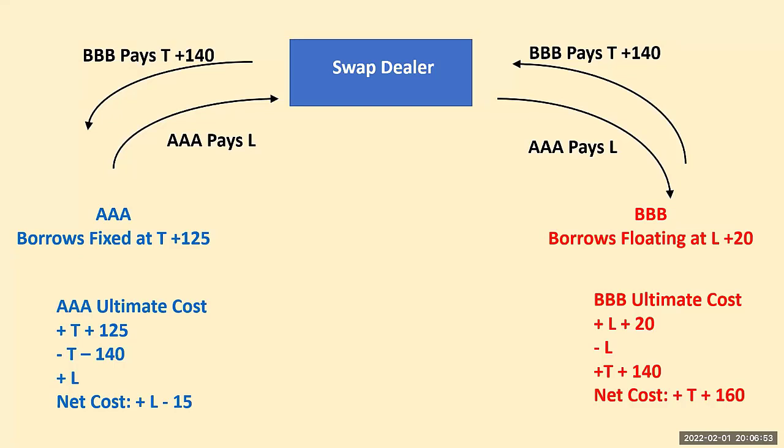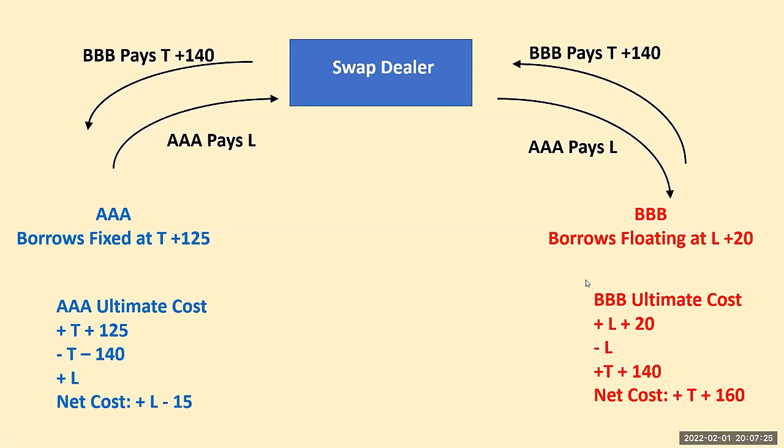Anybody remember what they paid in the problem? Wasn't it LIBOR plus 10? They could have gone out and borrowed floating. That's what they want to do. They want to borrow floating. But if they just went out and borrowed floating, they would have paid LIBOR plus 10. Instead, they entered the swap, and now they're paying LIBOR minus 15. That's pretty amazing, isn't it? It's like magic. It must be that BBB must be paying a whole lot more, right? AAA must be ripping BBB off.